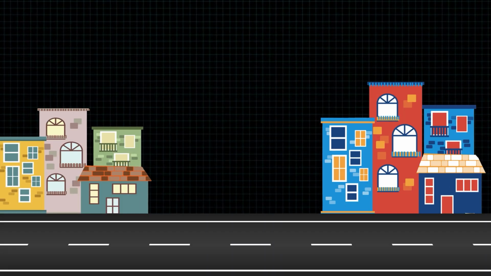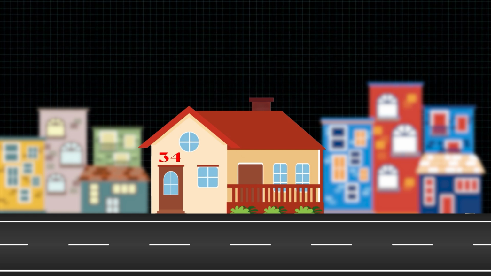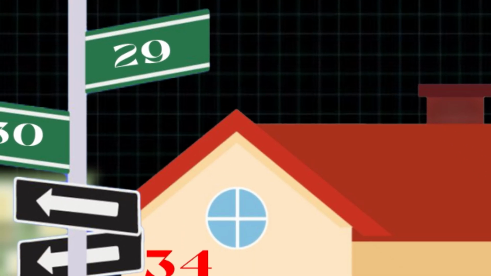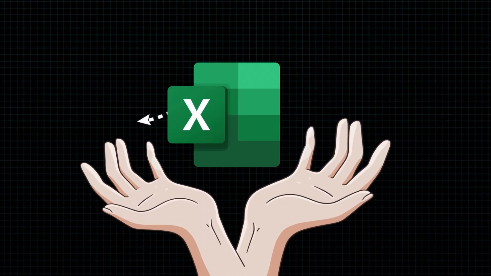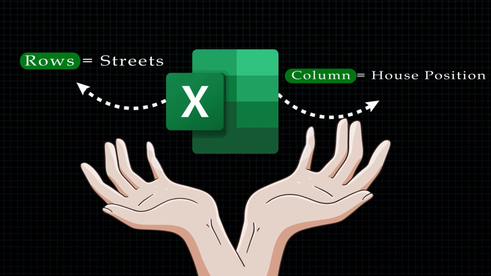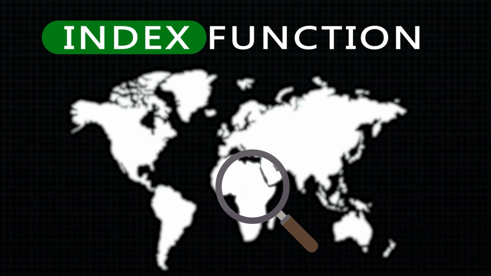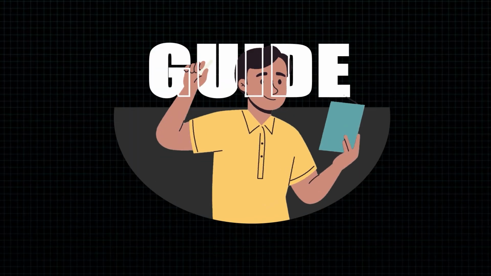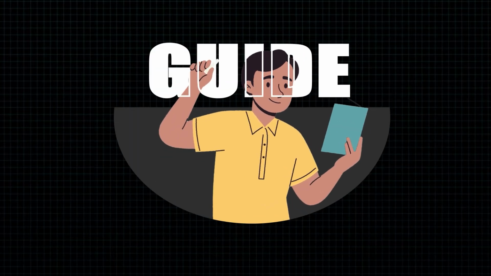Imagine you are in a neighborhood where houses are neatly arranged along streets. Each street has a unique number and each house has its position number. This is just like Excel, where rows are the streets and columns are the house positions. The INDEX function is your special map in this neighborhood quest. It is like a magical guide that can take you directly to any house you want.